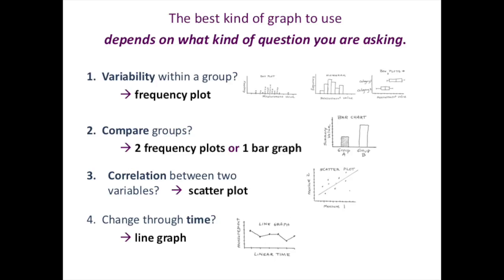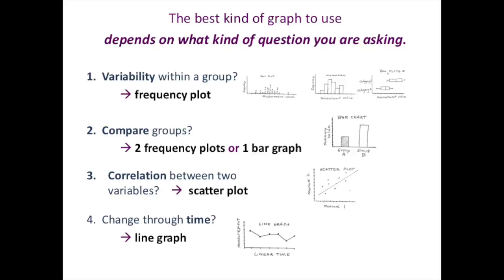The best kind of graph to use depends on what kind of question you're asking. Appropriate graphs for variability show the distribution or the frequency of a certain characteristic across individuals in a population. Frequency plots, histograms, and box and whiskers are the best kind of graphs to show this.